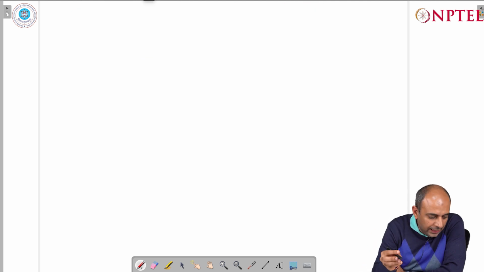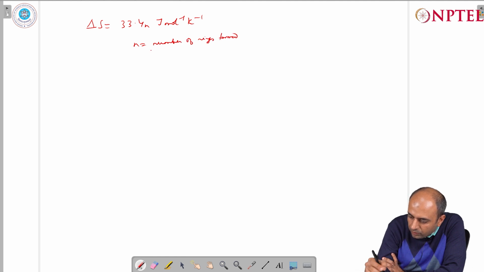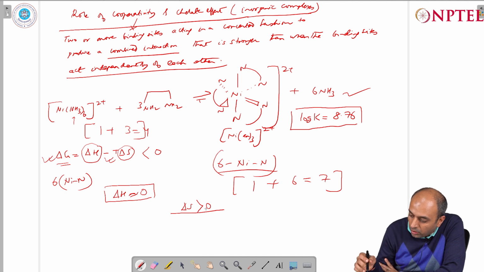What has been proposed is that the entropy change is 33.4 N joule mole inverse Kelvin inverse, where N is the number of rings formed, and it is because the formation of these rings, which we now call the Chelate effect, which is a manifestation of the entropy increase and hence the driving force for the stabilization of these complexes, and that is why we say that the stability comes from the Chelate effect.